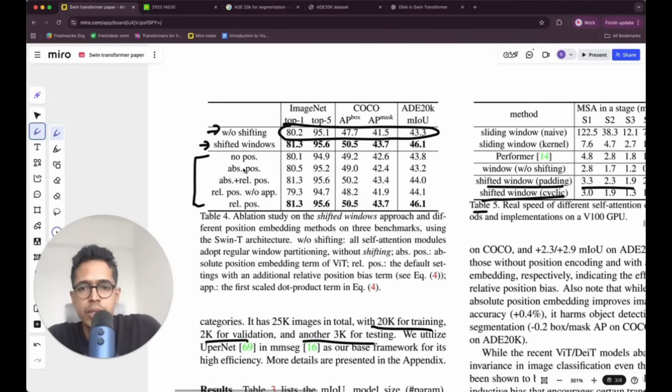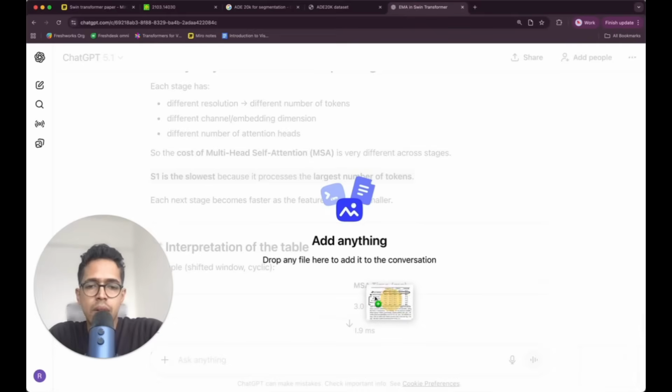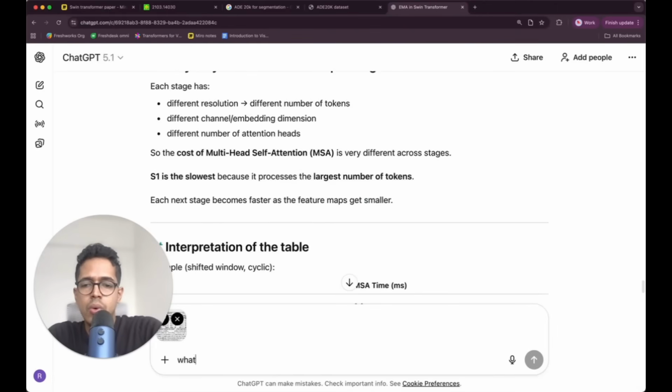So these are the position embeddings: no position embedding, absolute position embedding, absolute plus relative. So absolute means I think it's adding position embedding right after tokenization. Absolute plus relative means adding position embedding after tokenization plus also adding relative position bias. Relative position bias without appending. What does this mean? I don't understand. What does relative position embedding without mean?